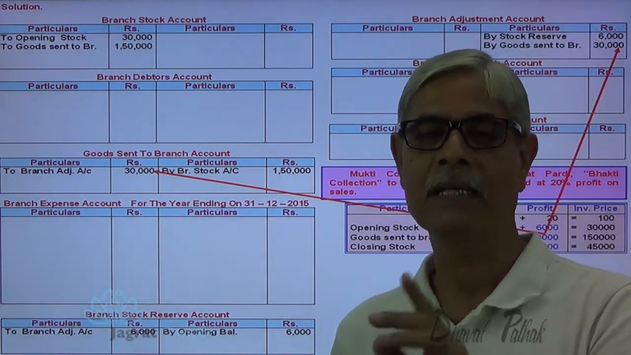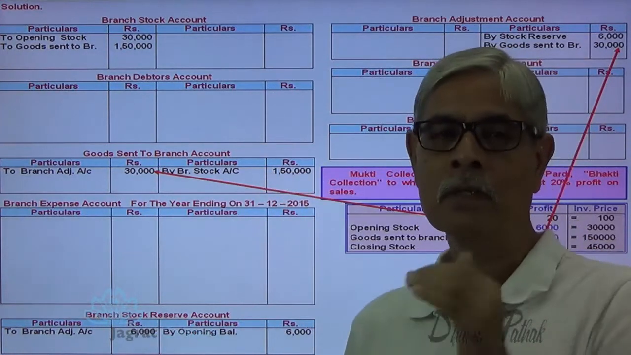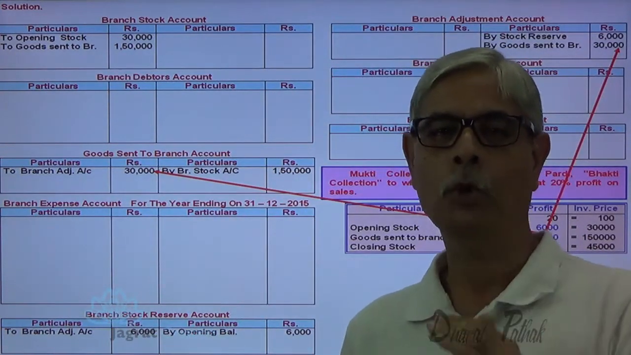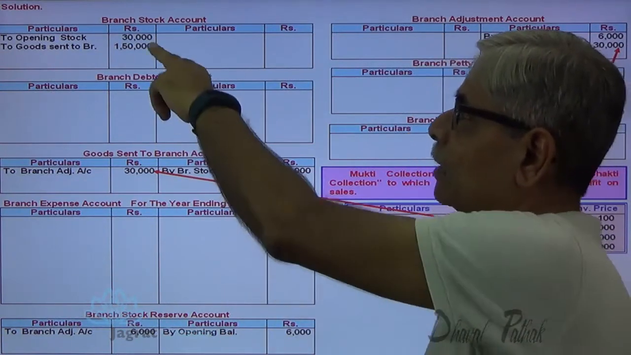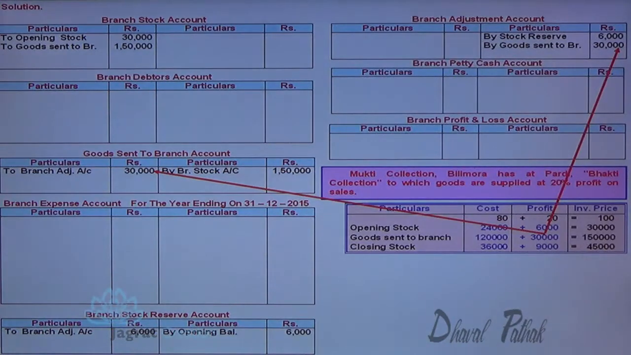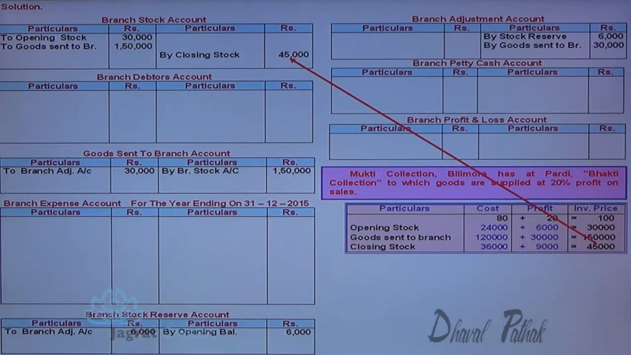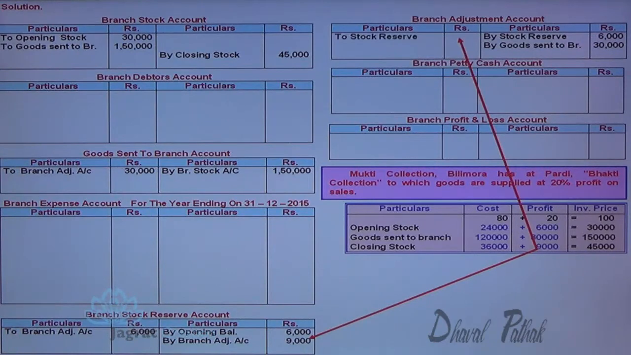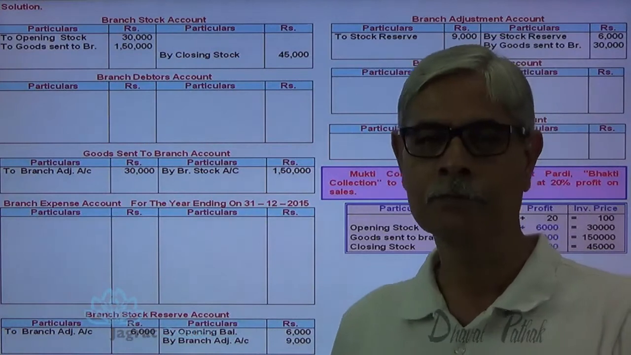Goods sent to the branch account is given the net effect of cost of goods sent. And here invoice price is recorded, but the profit element therein is recorded in adjustment account. That's an important point. Now closing stock is to be recorded on the credit side of branch stock account. Whatever the unrealized profit is there, for that you must create the stock reserve. So branch adjustment account debit, stock reserve account credit. This is how stock reserve account gets closed.